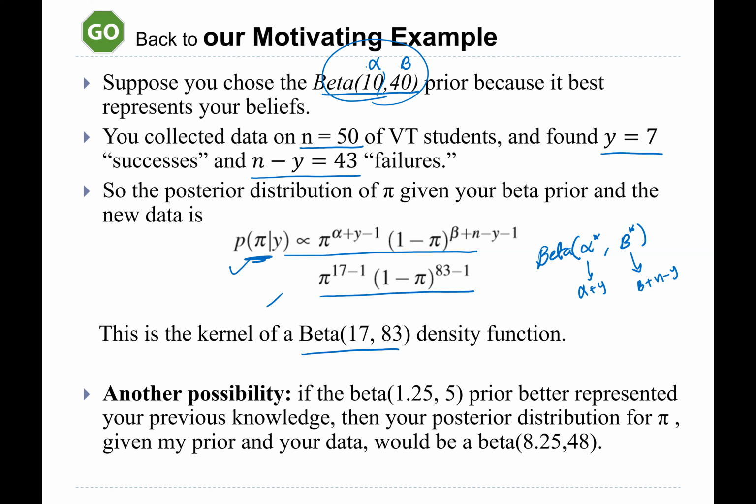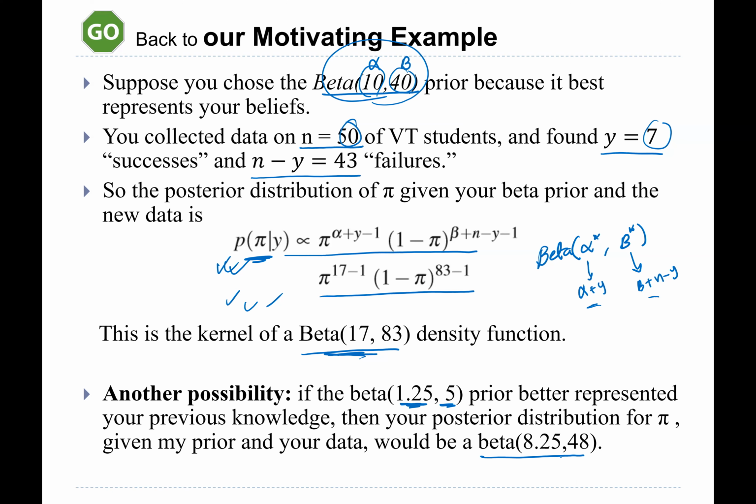And I know alpha is 10, beta is 40, n is 50, y is 7. You plug in these values, you get beta equals 1783. You don't need to derive the formula every time because it is known. If we use the prior distribution as a beta distribution with alpha and beta, the posterior distribution will be beta with alpha star, beta star. So for example, if I use another beta like 1.25 and 5, you don't need to derive these again. You plug in the values, you find the posterior.